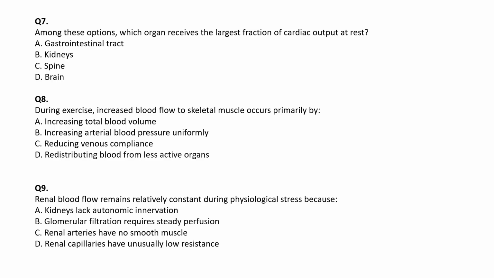So the renal blood flow, even if it's changing for other organs, will remain relatively constant during any different physiological events. So the option here is B. Glomerular filtration requires steady perfusion. And the others are just wrong. Kidneys lack autonomic innervation, renal arteries have no smooth muscle. That's not true at all. Renal capillaries have unusually low resistance. That's not true either.